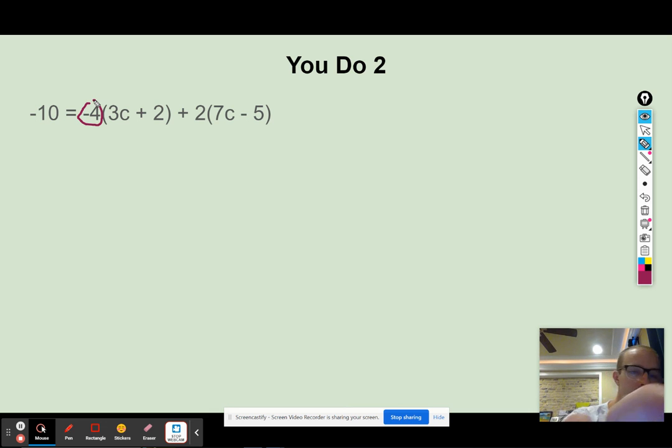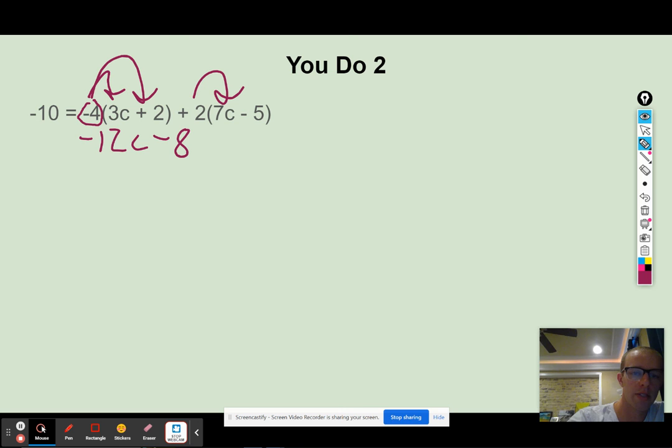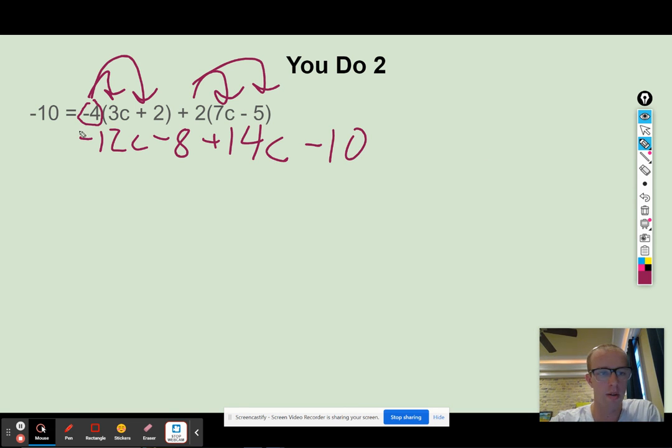I have a negative 4c. Distribute, I get a negative 12c. Negative 4 times positive 2 is negative 8. I'm going to distribute over here now. 2 times 7c is a positive 14c, and 2 times negative 5, negative 10. So I'm simplifying first, all right? And then I still have a negative 10 on this side of the equal sign.